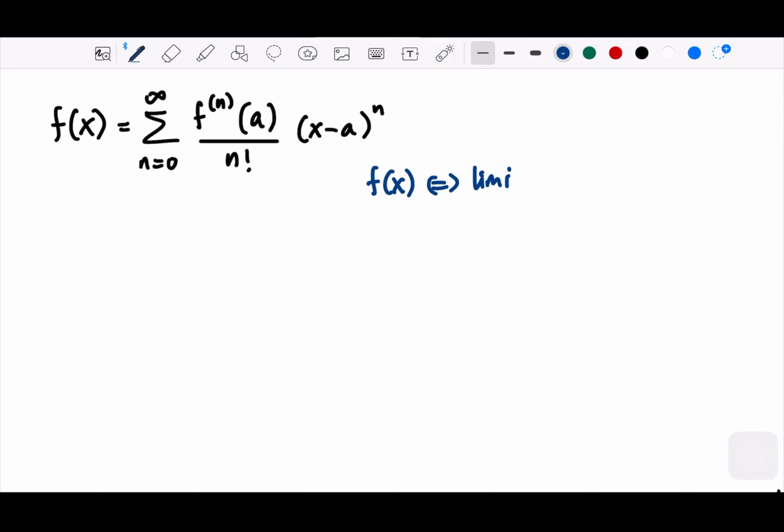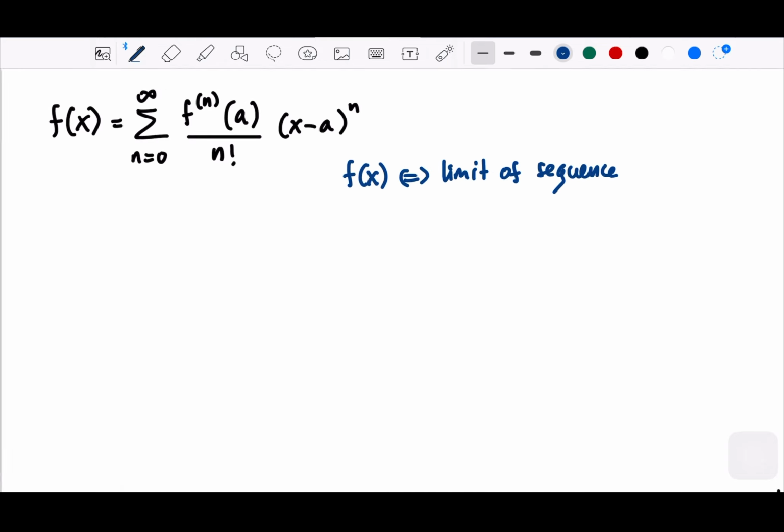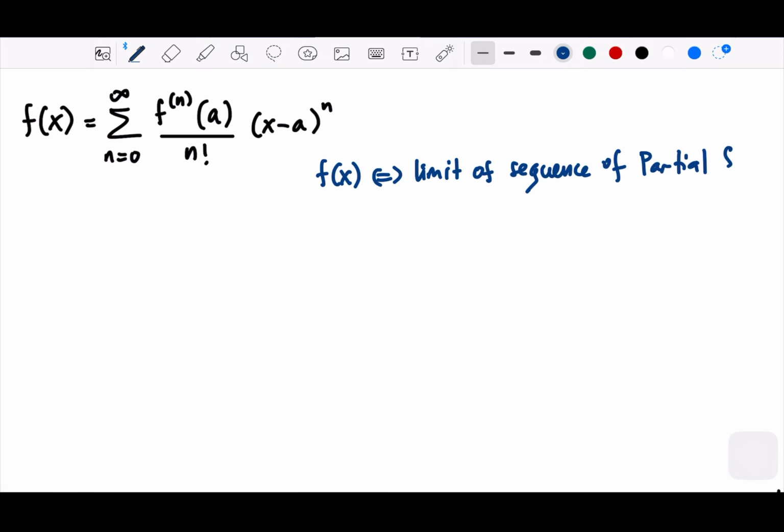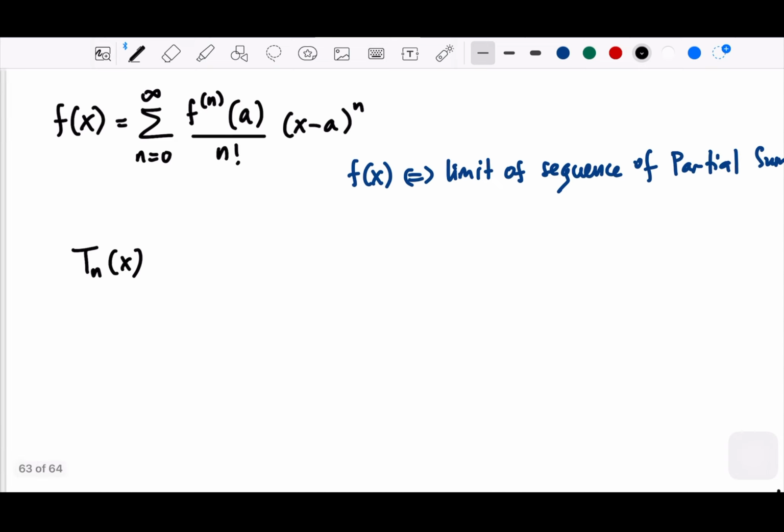as the limit of a sequence of partial sums. So what does it mean? We are going to slice the series and take the sum of each one of the sequence. If you remember S1, S2, S3, let's do that. But let's rename the sum as T n of x. Let's call it the partial sum.